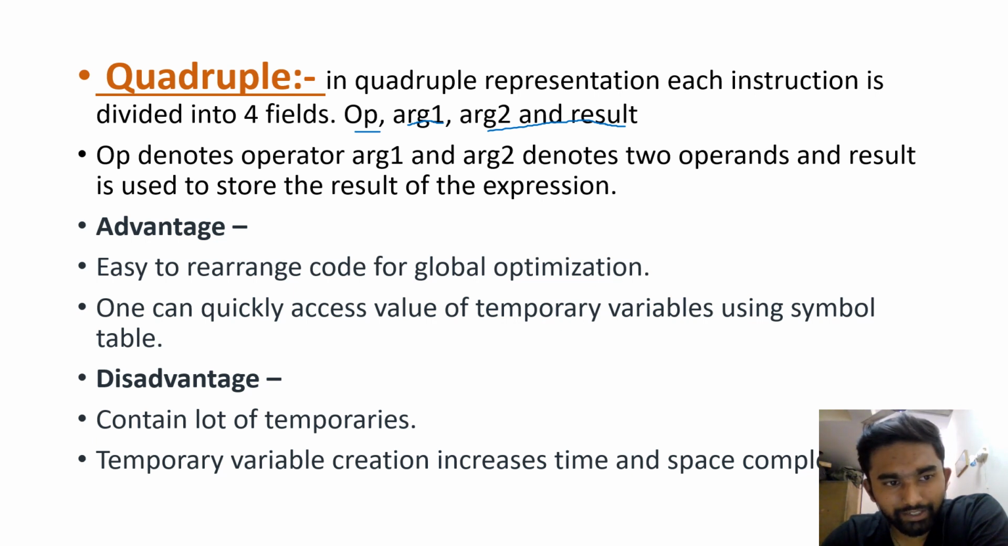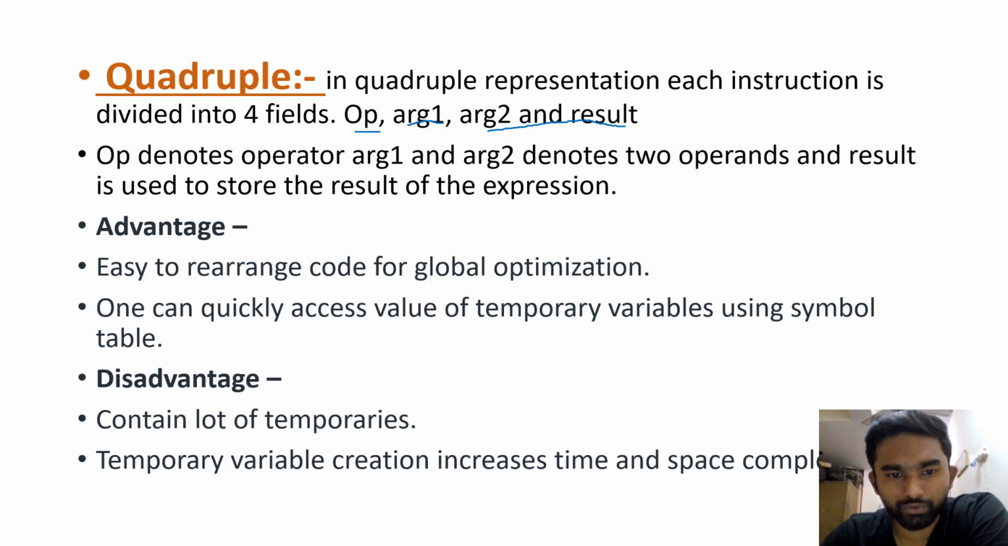Its advantages are that it is easy to rearrange code for global optimization. One can quickly access the value of a temporary variable using the symbol table, which we will learn about in this video on the symbol table. Disadvantages are that it contains a lot of temporary variables.